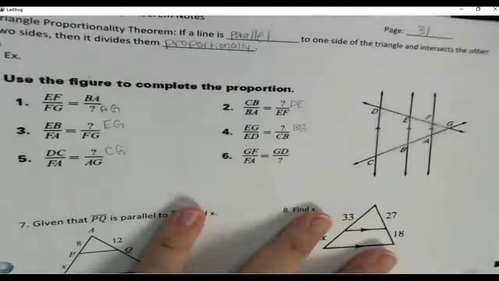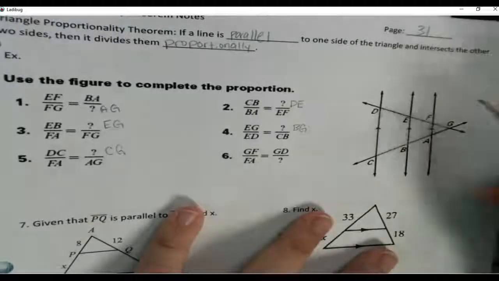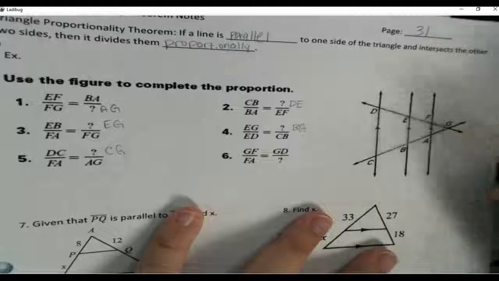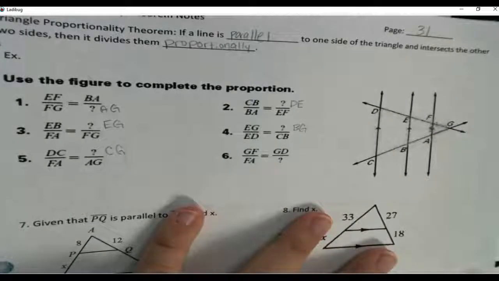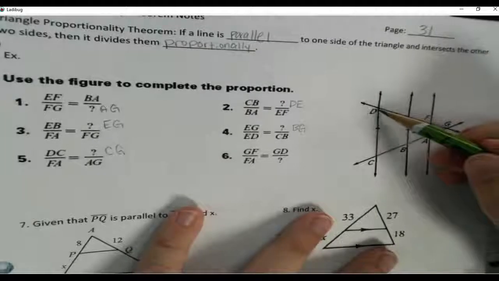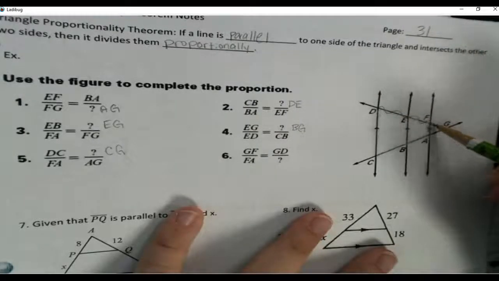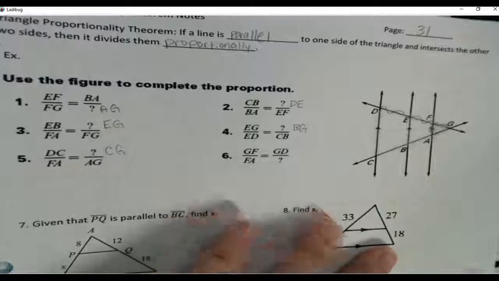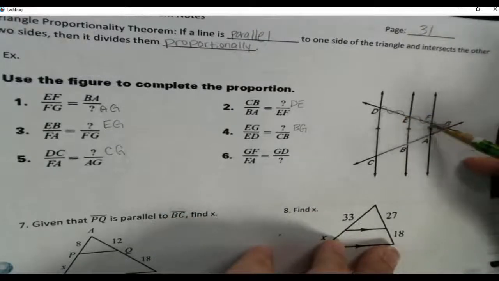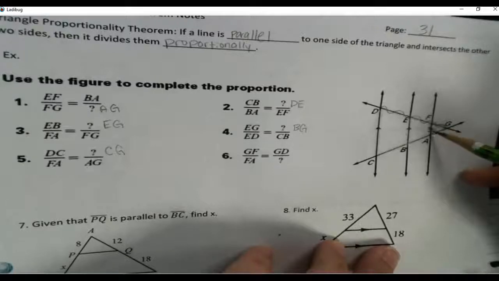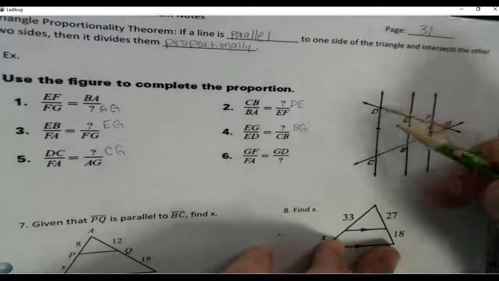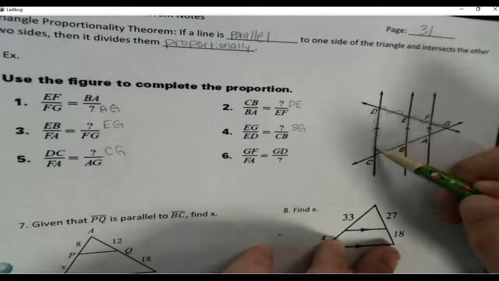Okay. So then our last one, we have GF, which is this tiny side. And we have FA, which is this small side. And then my next one, I have GD, which is this whole side. So I know that GD would match this FG. So then which one would match the little one FA? Good. This whole thing down here, DC. Very good.